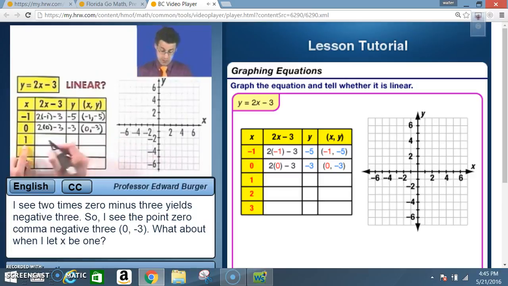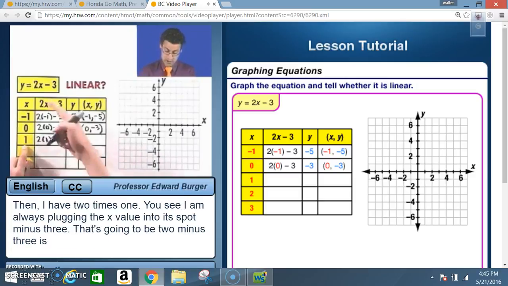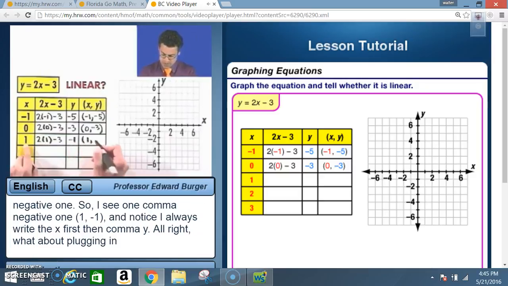What about when I let x be 1? Then I have 2 times 1. You see, I always am plugging in the x value into its spot. Minus 3. So that's going to be 2 minus 3 is -1. And so I see 1, -1. And notice I always write the x first, then y.